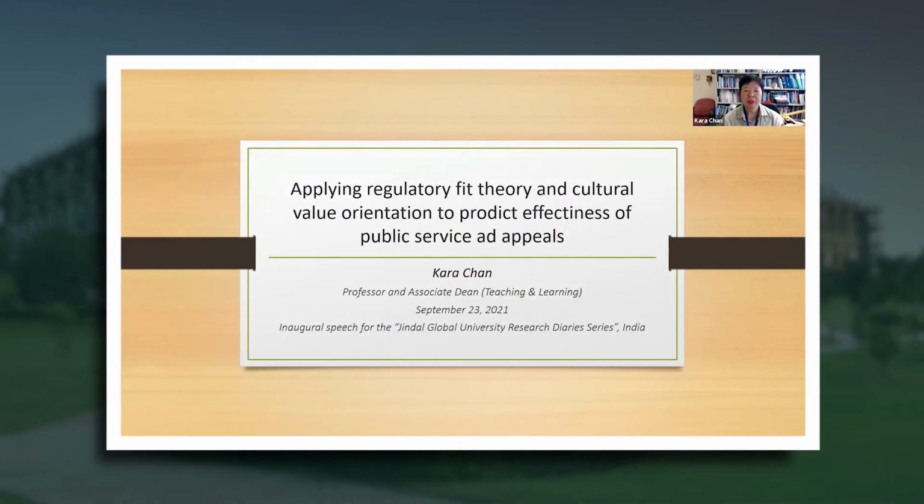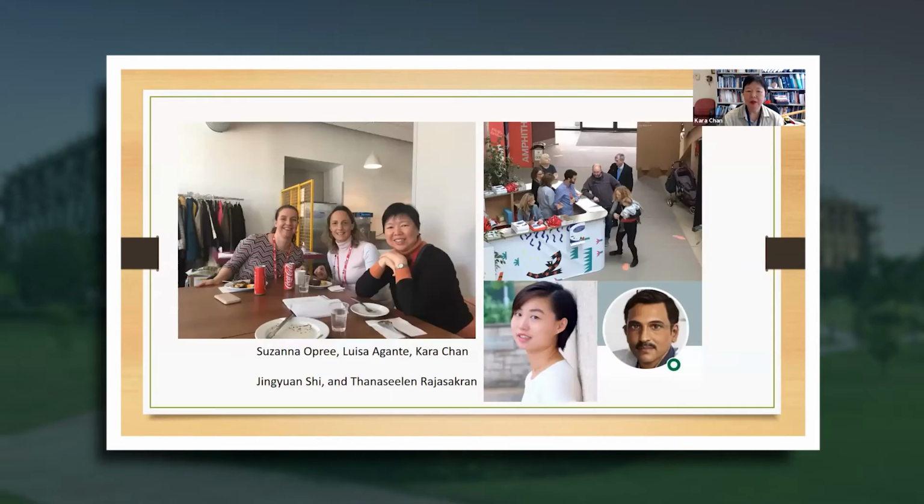The topic I'm sharing today is about regulatory theory, applying this theory and also the cultural value orientation to predict, sorry, there is a typing mistake, to predict the effectiveness of public service advertising appeals. A little bit about where the idea of this project comes from.